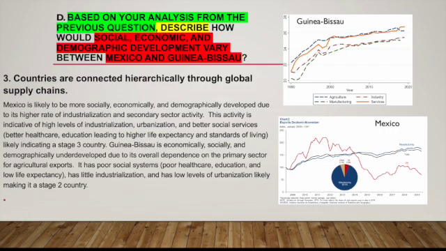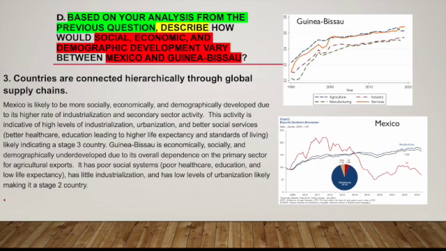D. Based on your analysis from the previous question, so we're going to need to remember what we said for our last question. We're going to want to describe, so about 3 sentences, how social, economic, and demographic development would vary between Mexico and Guinea-Bissau. So we're going to need to make sure that we answer how all 3, the social, economic, and demographic development, would vary between these countries.